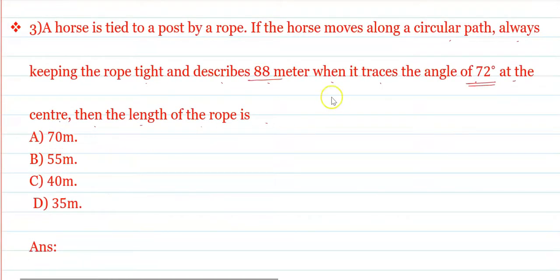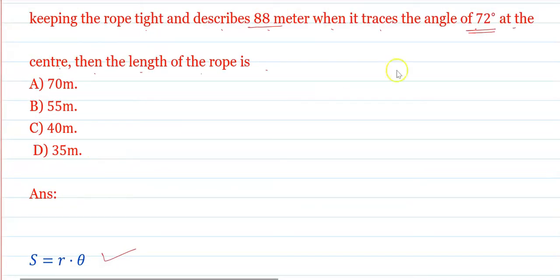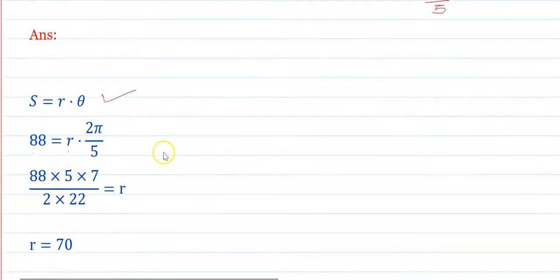And therefore, S is equal to r theta. It traces the 88 meter. Therefore, 88 is equal to r into theta. But what is the theta here? Theta is 72 degree. We will convert this 72 degree into radian. That is 72 into pi upon 180. And therefore, this is 4 upon 10 first of all, and again that is 2 pi upon 5 radian. Therefore, r into 2 pi by 5 radian.